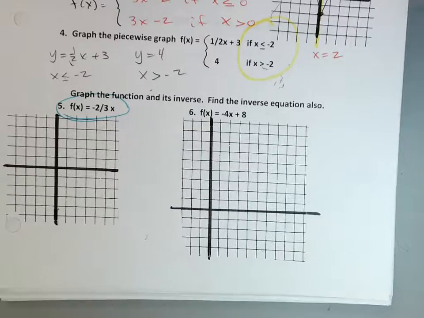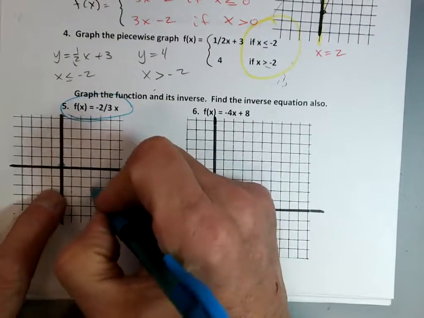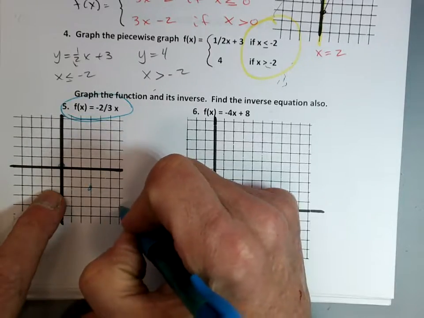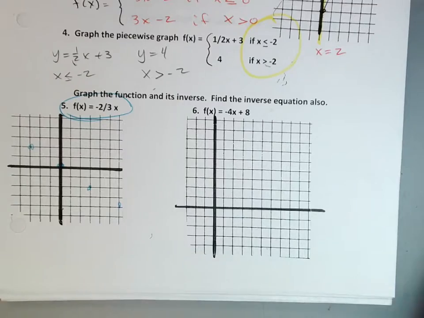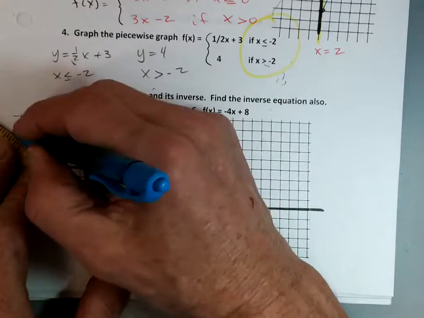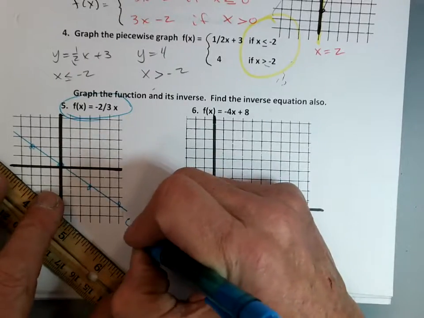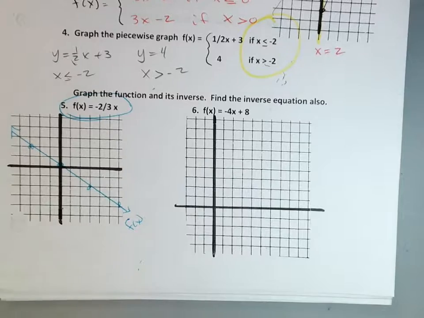So I'm going to start at 0, right? I'm going to go down 2 over 3, down 2 over 3, up 2, back 3. Okay. And draw my function. Okay, that's f of x. Right? Start at 0, down 2 over 3. Okay. Now, the inverse equation.